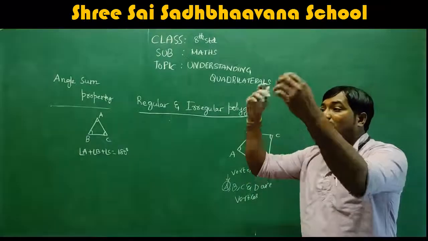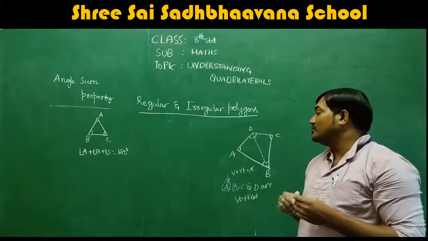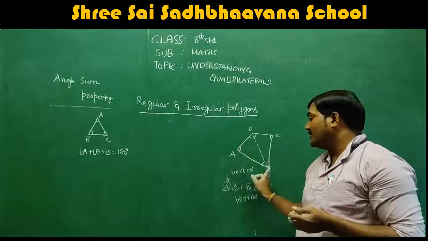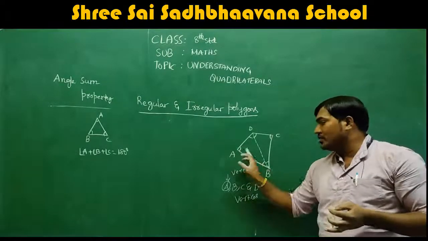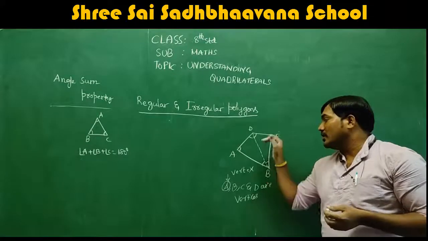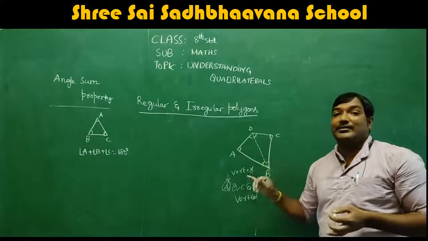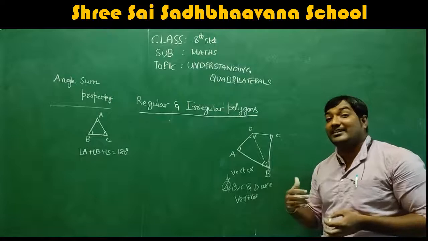You might know this basic concept from geometry. Adjacent vertices: adjacent means nearer. A and B are nearer. If you join A and B, it will form a side. If you join B and C, it will form a side. C and D will be a side, and D and A will be a side. And then what is a diagonal?